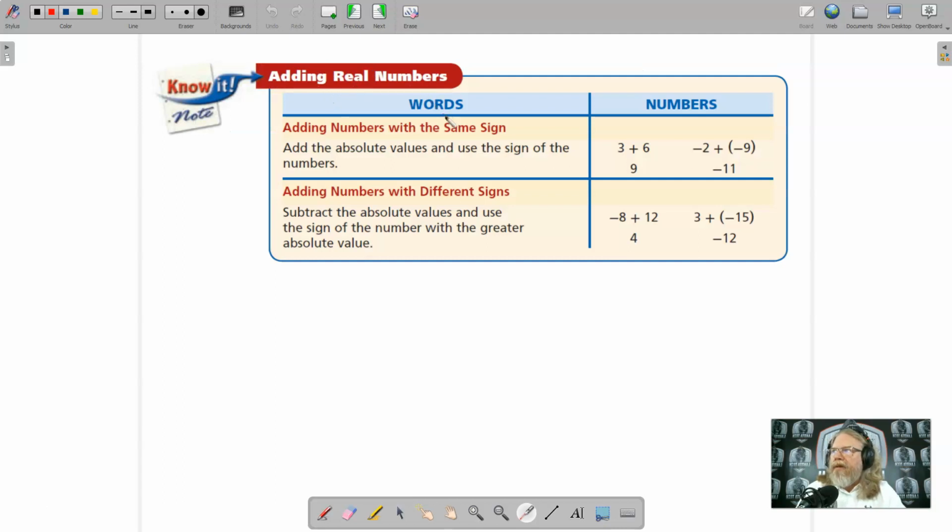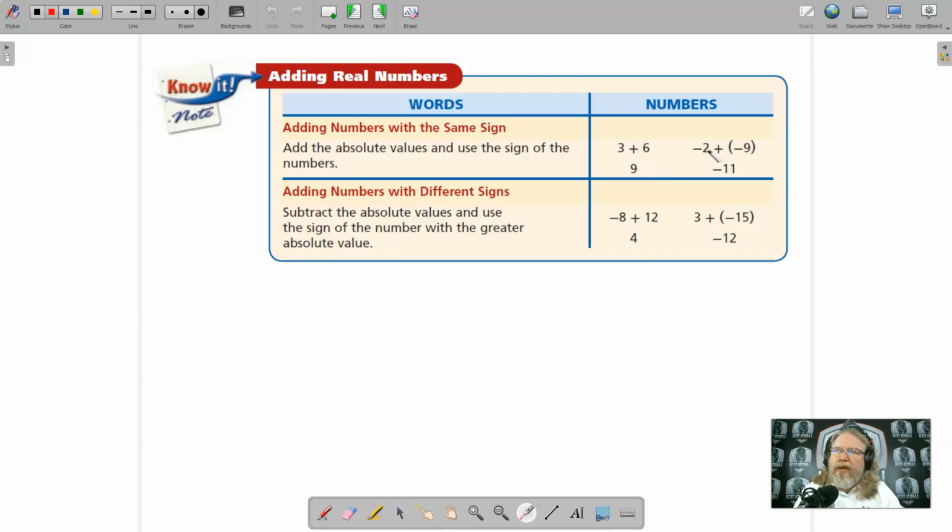So adding real numbers. In words, when adding real numbers with the same sign, add the absolute values and use the sign of the numbers. So 3 plus 6, they're both positive, so let's add their absolute values. 3 has an absolute value of 3, 6 has an absolute value of 6. 3 plus 6 is 9, and since both these values are positive, the sum of those two values will be positive also.